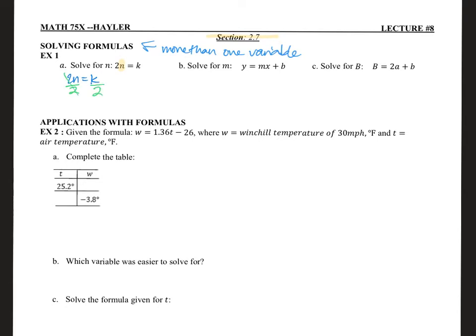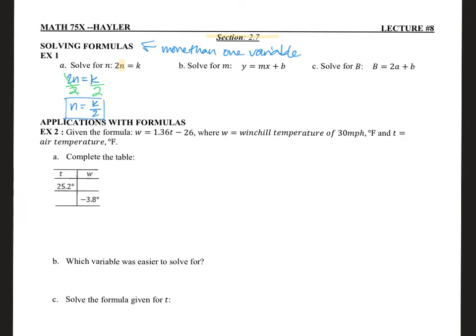Now you might say, but we can't divide k by 2. I don't know what that is. And that's perfectly okay, because this is just a formula. Sometimes it's a little different than an equation because you can't actually get a number answer. The main goal is to just get the variable you're solving for by itself, which we have done.